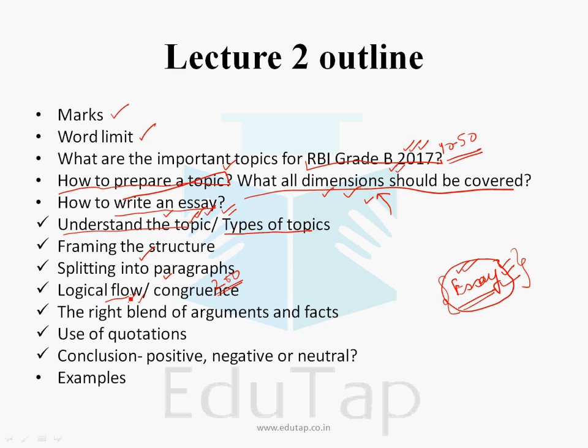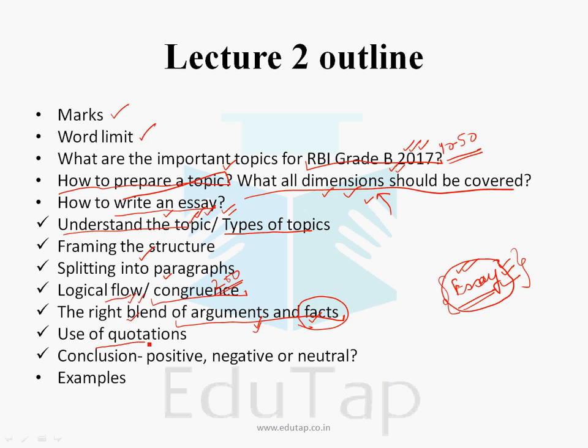The paragraphs have to be logically connected. There should be congruence in the paragraphs, right? Then how can you achieve a good blend of arguments and facts? Now one type of essay can be that one person is writing just arguments, not substantiating the same with facts, or one type of essay can be that one person is writing only facts and not giving any arguments. So you have to achieve the right blend of arguments as well as facts.